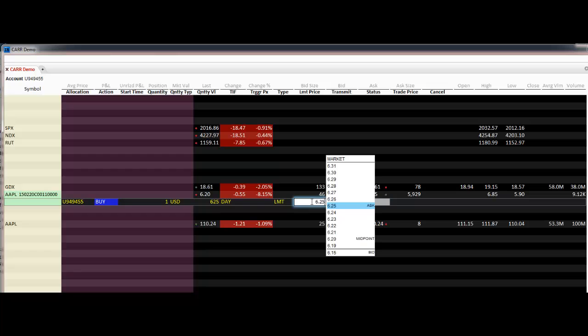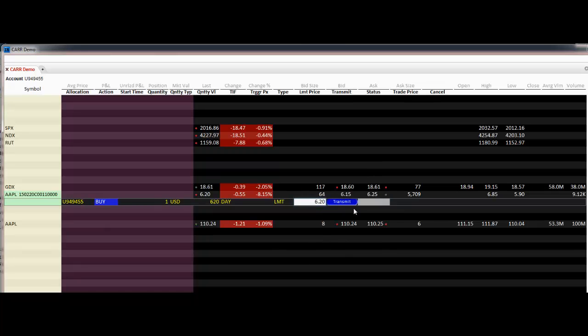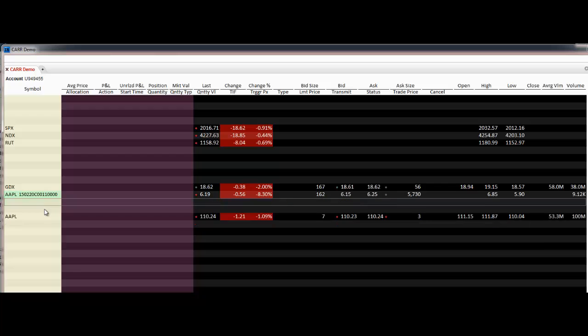I'm going to lower my limit order to 620 because I'm going to try to trade between the bid and the ask, and I always recommend doing that. It saves you a little bit of money, and it does ensure that there's a good market for this trade. If I wanted to buy that right now, which I don't really want to right now, I would just click that transmit button. To get it off my screen, I simply discard it.